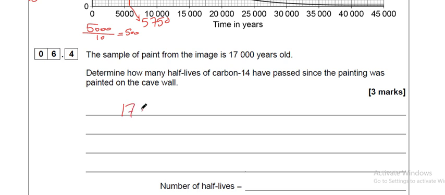So 17,000, which is the age of the image, sorry, if we divide 17,000 by 5,750, we will get the number of half-lives passed, which will be almost 3 half-lives. Okay.